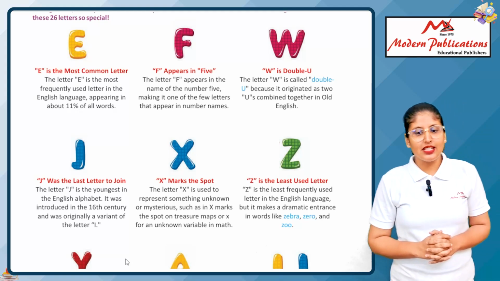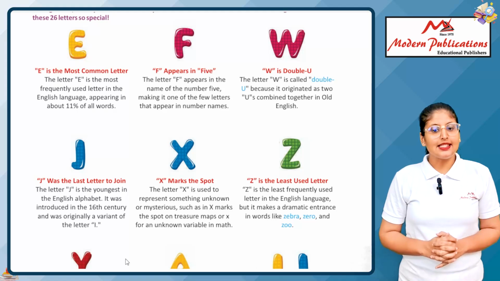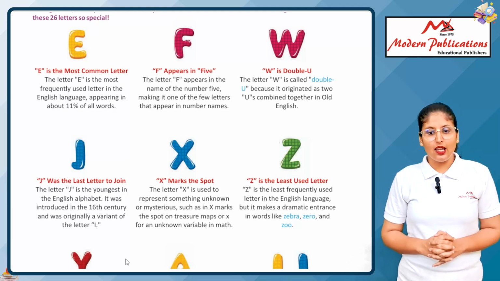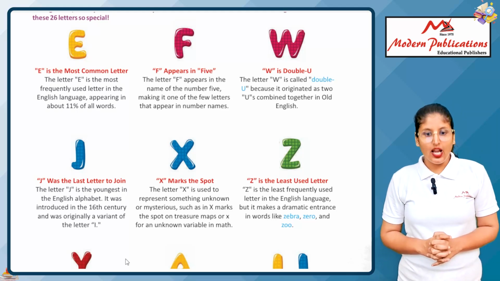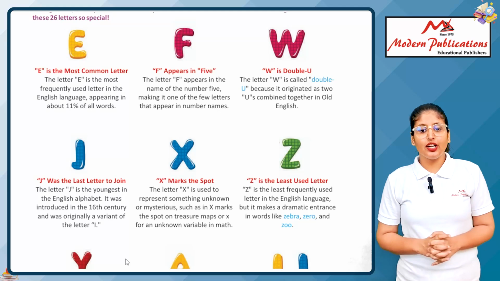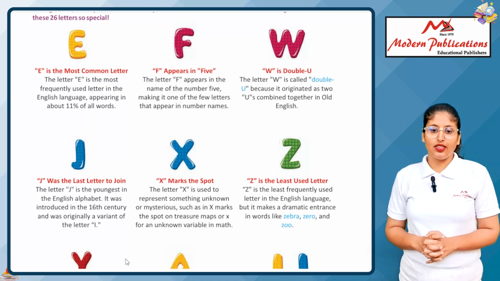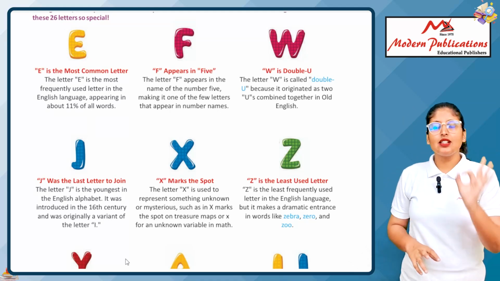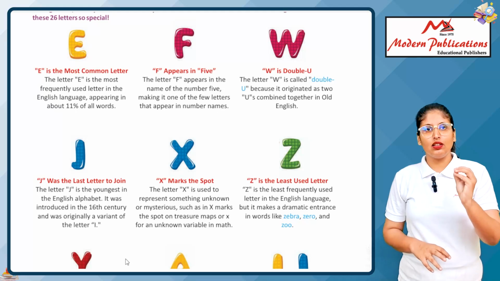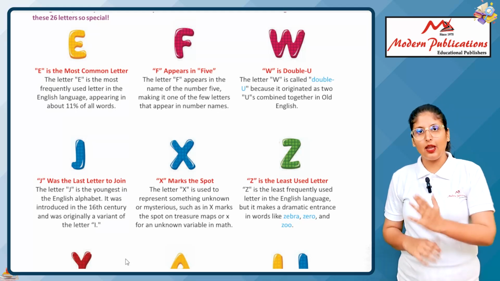Next is F. The letter F appears in the name of the number 5, making it one of the few letters that appear in a number name. Means F is one of the few letters which appears in a number name.